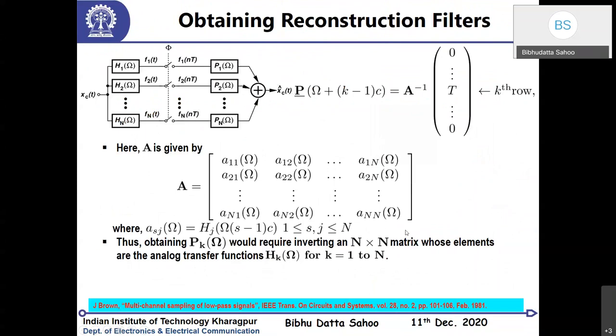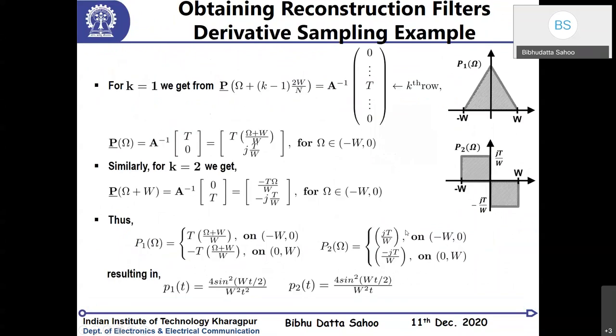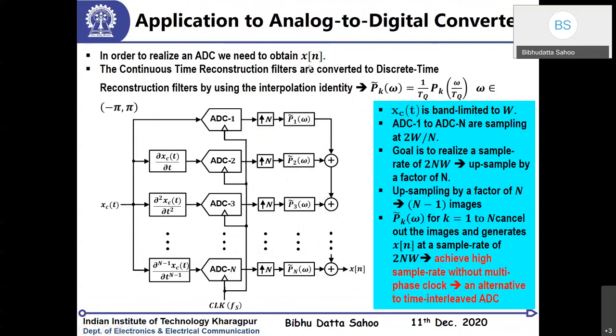Now, how do we exploit this to build an ADC? In order to realize an ADC, we need to obtain X of N, the samples, both in discrete amplitude as well as in discrete time. The continuous time reconstruction filters are converted to discrete time reconstruction filters by using the interpolation identity. Now we have XCT and these channels over multiple ADCs, each operating with a single phase clock. There is no multi-phase clock here. What it receives is a signal, its derivative, second derivative, nth derivative. This is the generalized case.